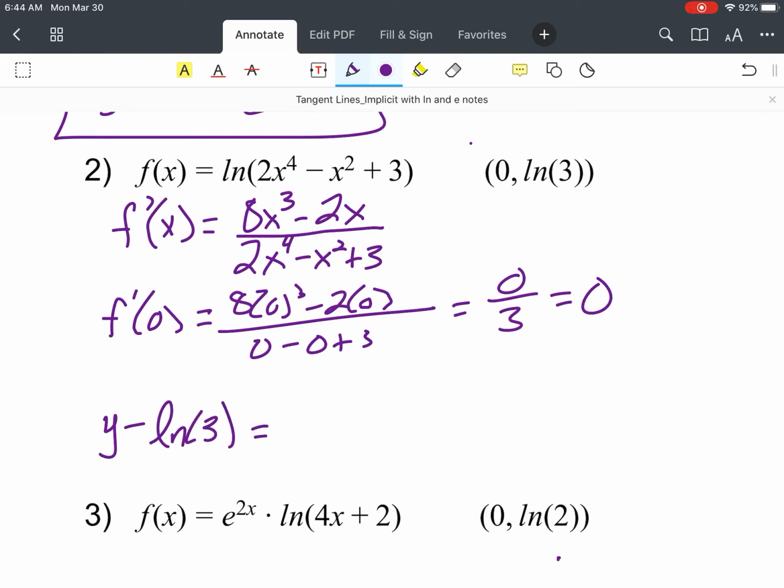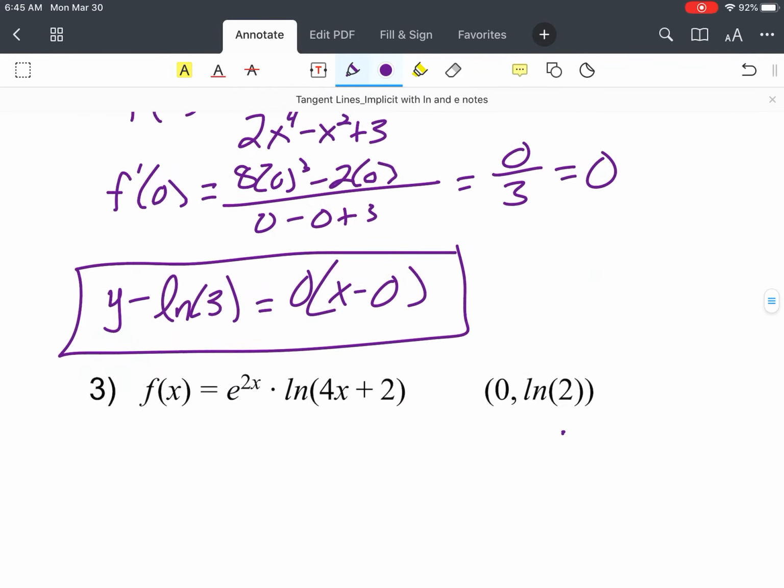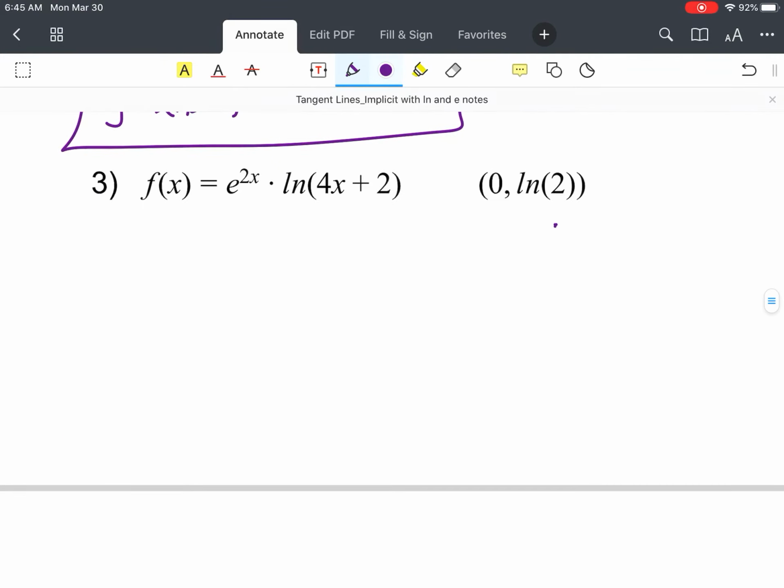So we're going to have y minus y1, which is the ln of 3, equals 0 times x minus 0. And yes, that is not the simplest that it could possibly be, but remember, we don't really care. We got the equation of a line, we did what they told us to do, we move on, okay? All right, let's look at one that's slightly more complicated.